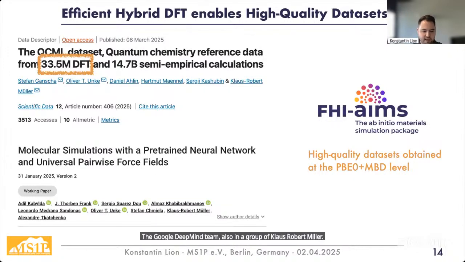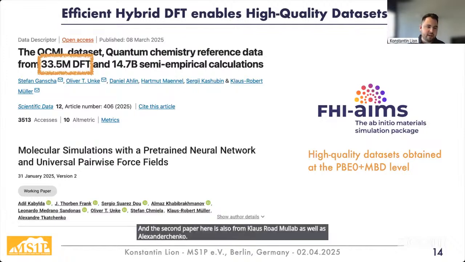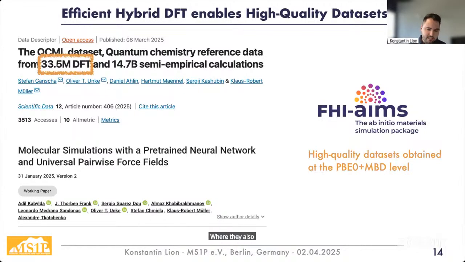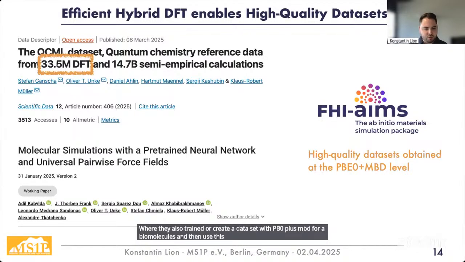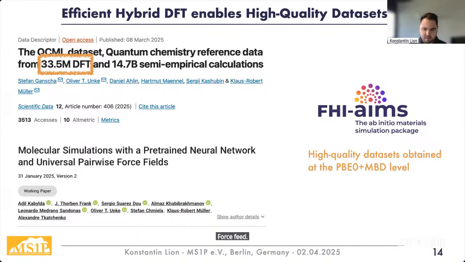And the second paper here is also from Klaus-Robert Müller, as well as Alexandre Tkatchenko, where they also created a data set with PBE0 plus MBD for biomolecules, and then used this to train already a neural network force field. So I think that's already quite an exciting development in this direction.